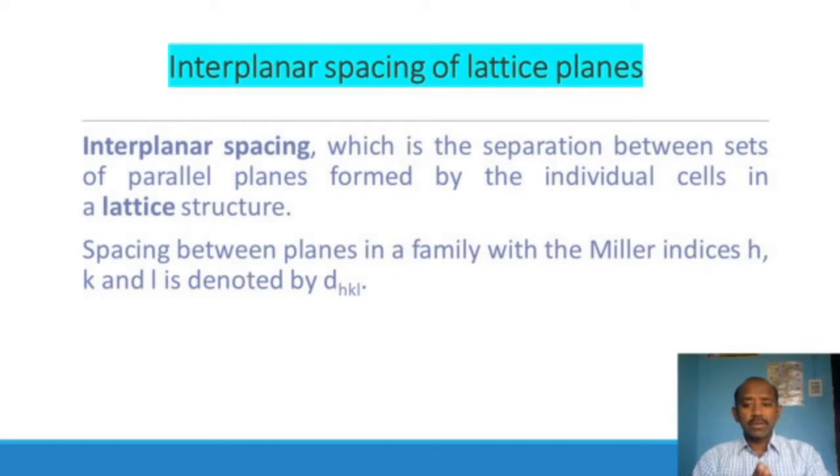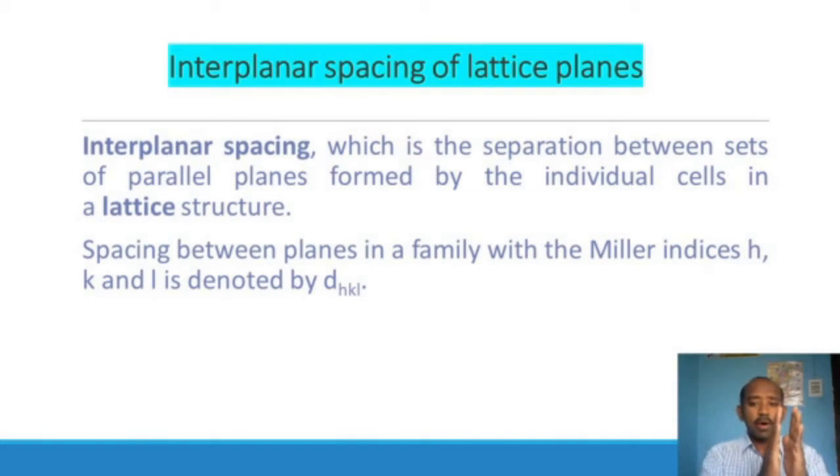Here, we know that a lattice plane is nothing but a line joining the lattice points. So we have a number of lattice points in a crystal, and we can draw any type of lattice planes along the horizontal direction, the vertical direction, or in a slant position. But in a particular crystal, the lattice planes are always parallel to each other.